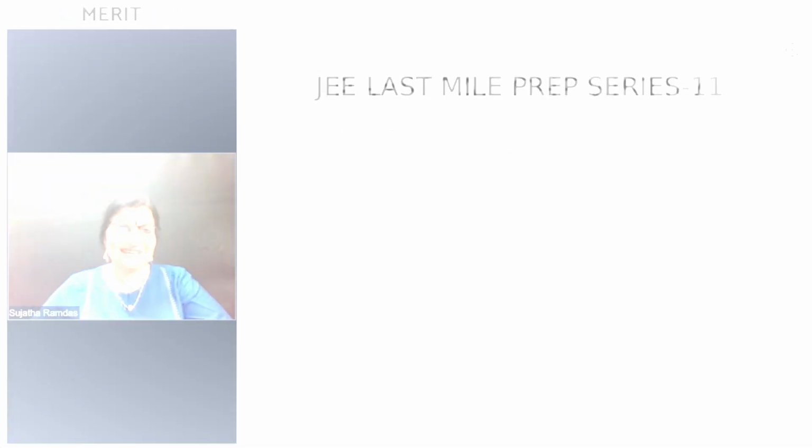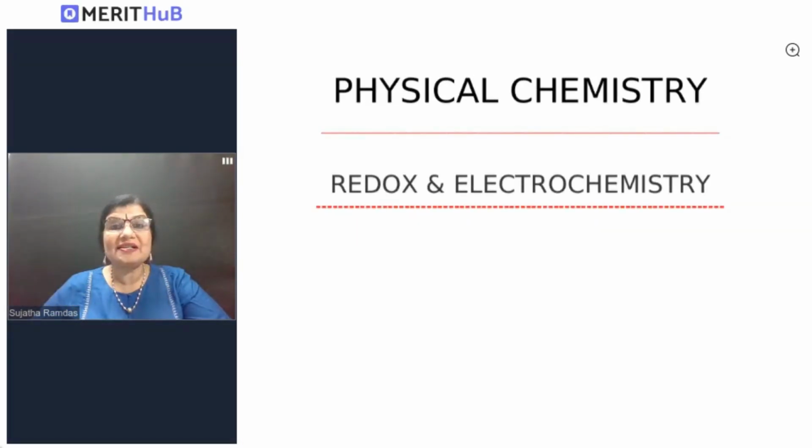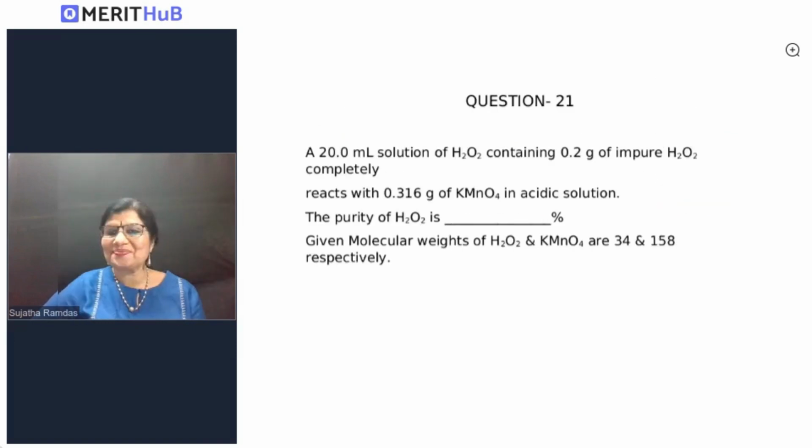So let's get started. We continue with physical chemistry. The two questions today are chosen from redox and electrochemistry. So here is question number 21. This involves a redox titration question. Let's get familiar with the question.